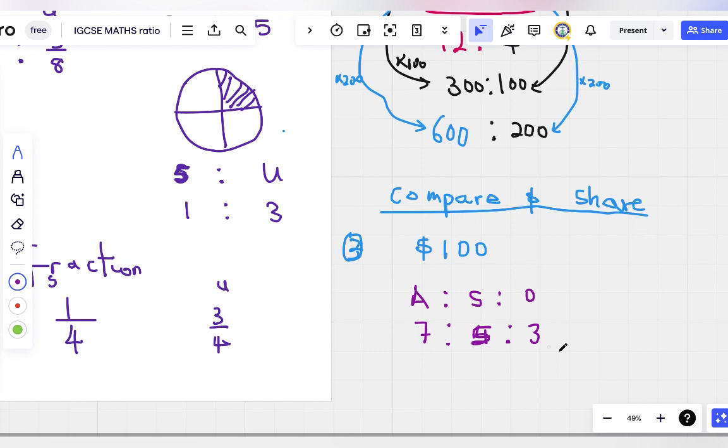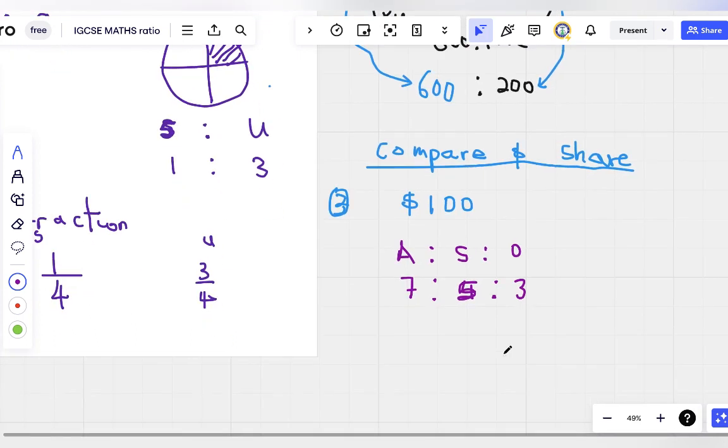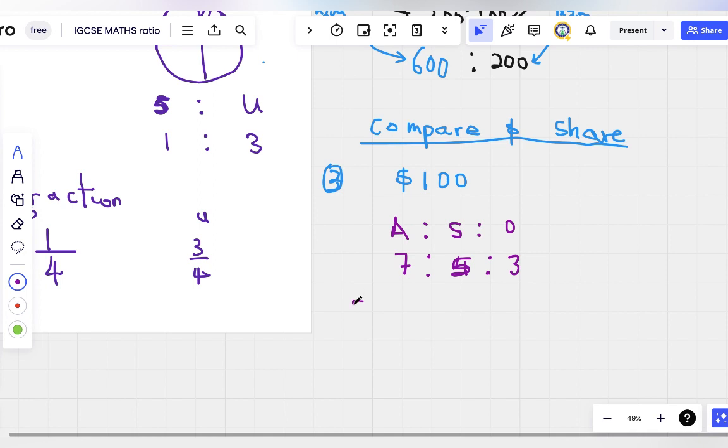Okay, so we want to know how much Abdamid will receive from this $100. How much money he will get. So the first thing you do is to find the sum of ratio. You have to add the ratios together. So 7 plus 5, the ratio for Abdamid plus the ratio for Saliu, plus the ratio number of Omar, 3. We add them together, we get 15. Sum of ratio gives us 15.